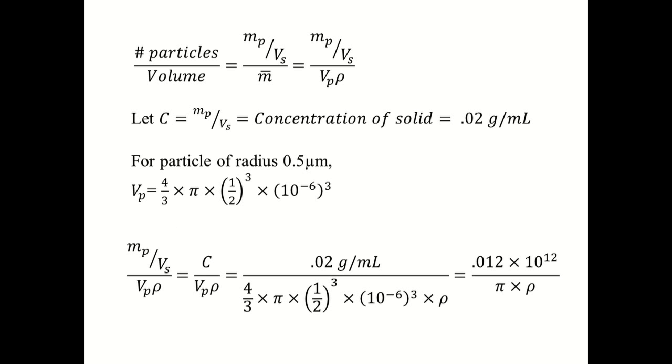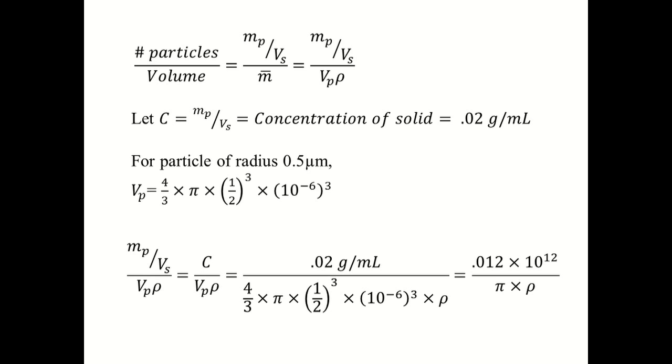The number of particles per volume can be represented by the ratio of the total mass of the solid in the colloid solution to the total volume of the colloid solution, divided by the mass of each individual particle, m bar. We also know that the mass of each particle is given by the volume of each particle multiplied by the density of the colloid solution. We will let the concentration of the solid in the colloid solution be given by C, and its value in this calculation will be 0.02 grams per milliliter, as given by the company.